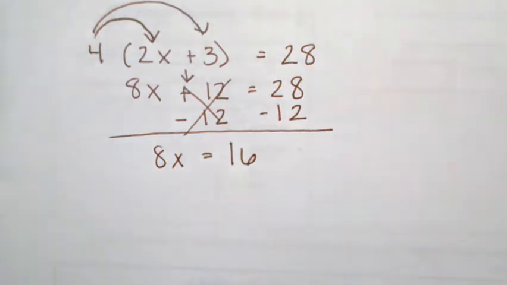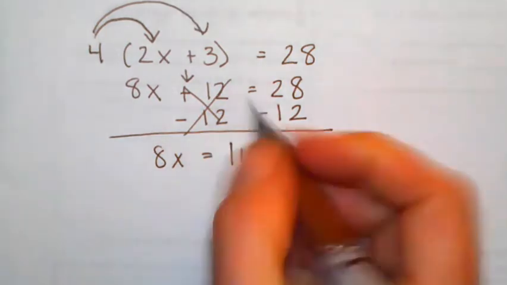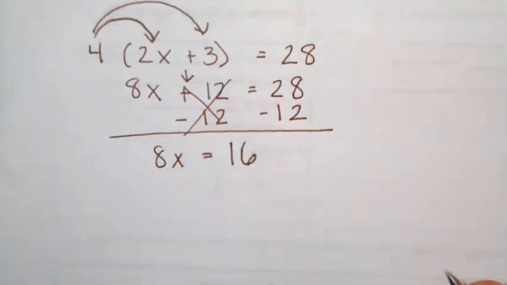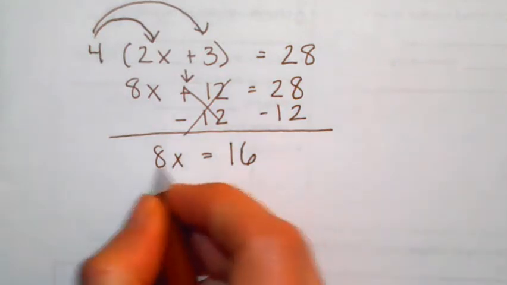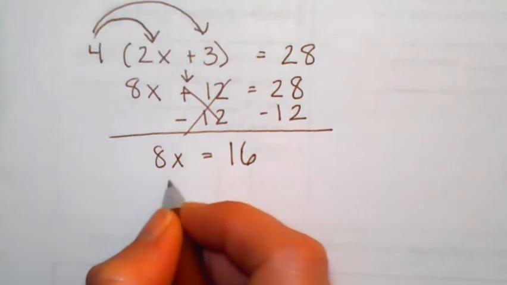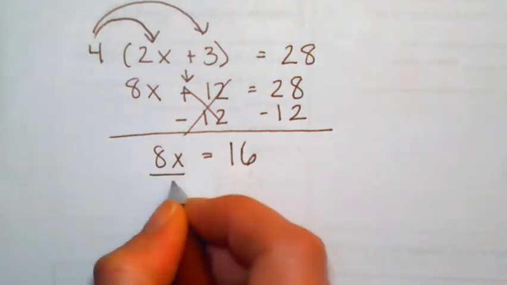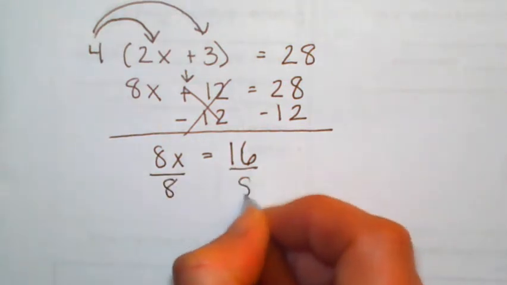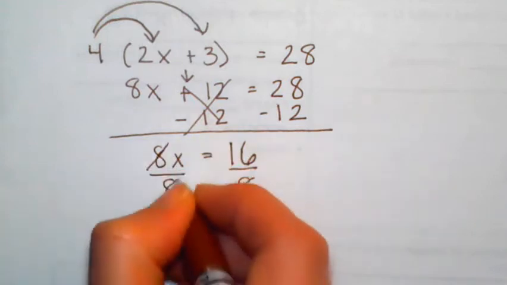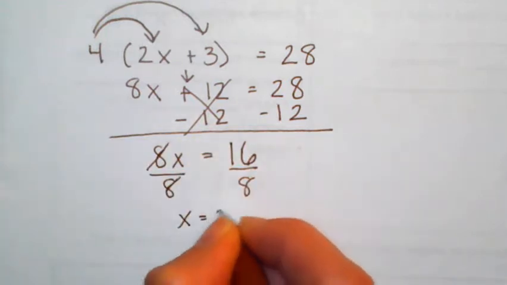8 times some number is 16. I bet you're all thinking, oh, that's 2. But you still have to show the work. You still have to show that we're undoing the multiplication now with the opposite, with division. I'm going to divide by 8, divide by 8. X is equal to 2.